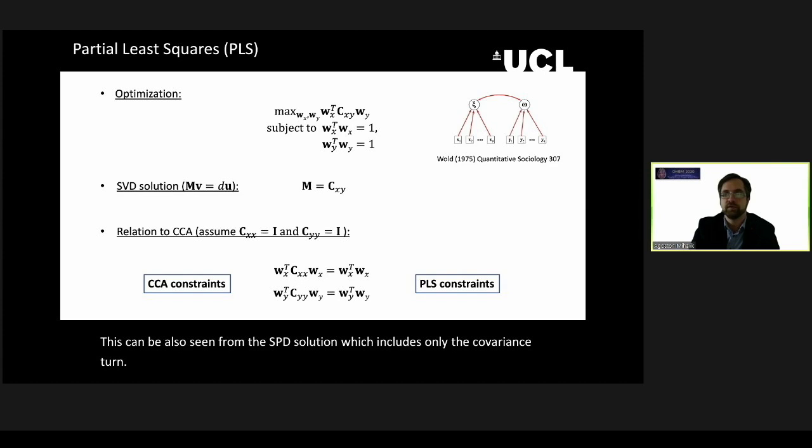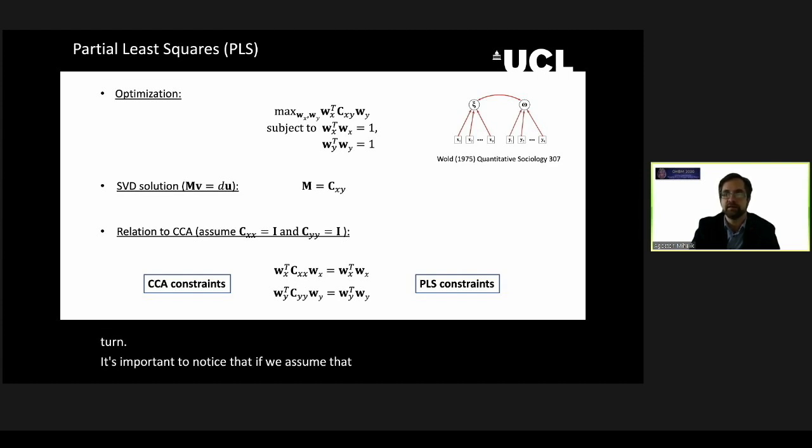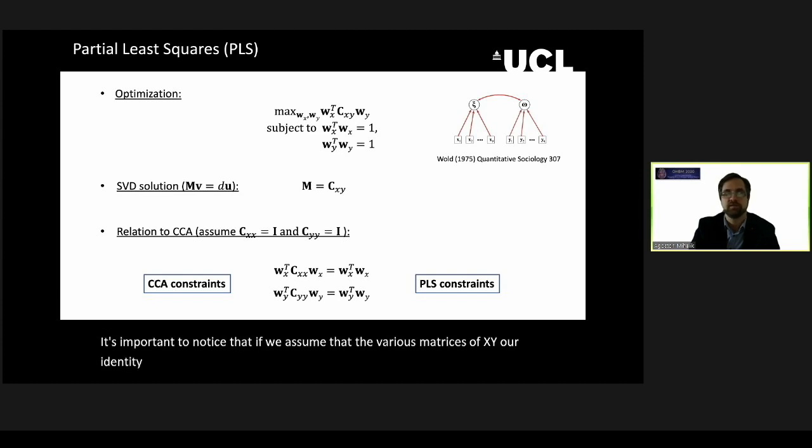It's important to notice that if we assume that the variance matrices of X and Y are identity, the CCA constraints will be the same as the PLS constraints. Thus, the two models will be equivalent. We will come back to this towards the end of the talk.